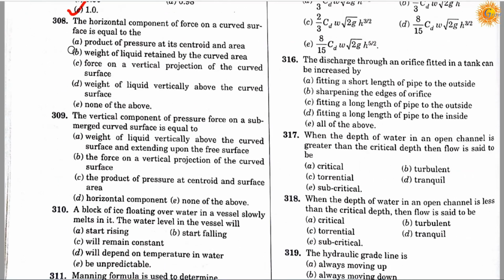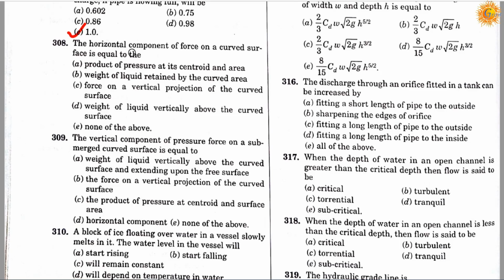Question number 308. The horizontal component of force on a curved surface is equal to: option A, product of pressure at its centroid and area; option B, weight of liquid retained by the curved area; option C, force on a vertical projection of the curved surface; option D, weight of liquid vertically above the curved surface; and option E, none of the above. So the correct answer is C.